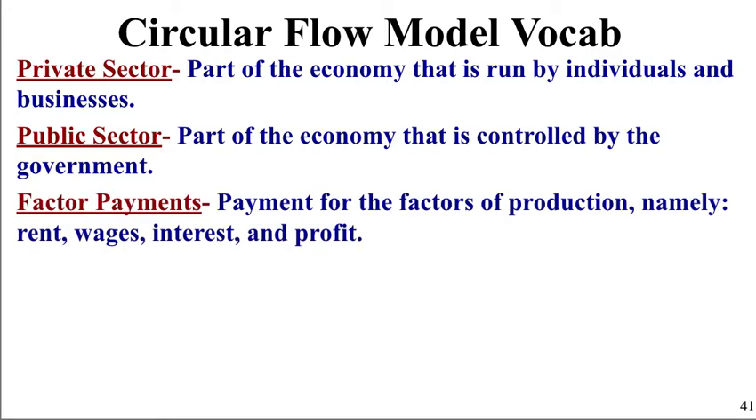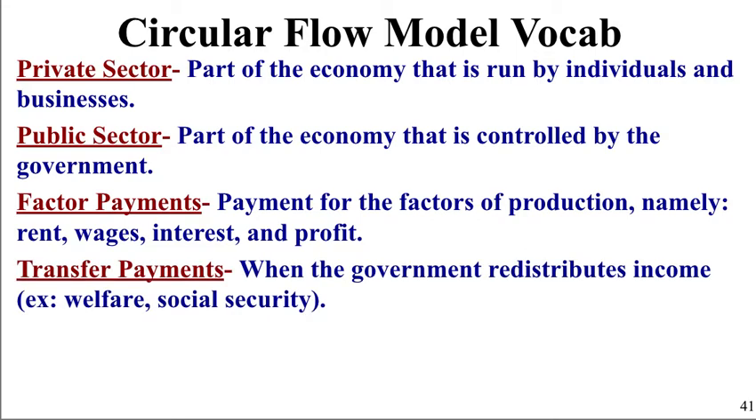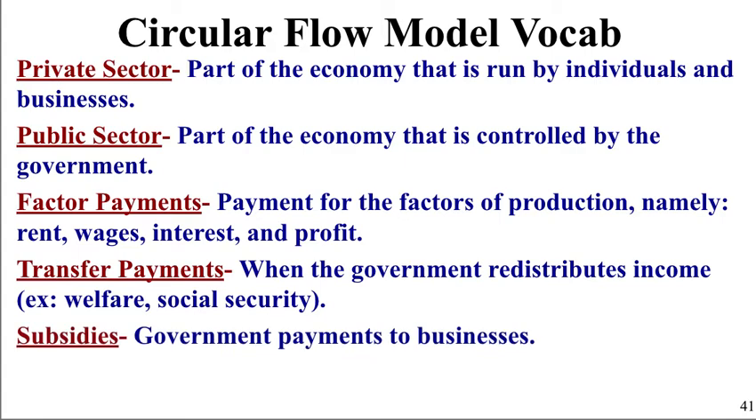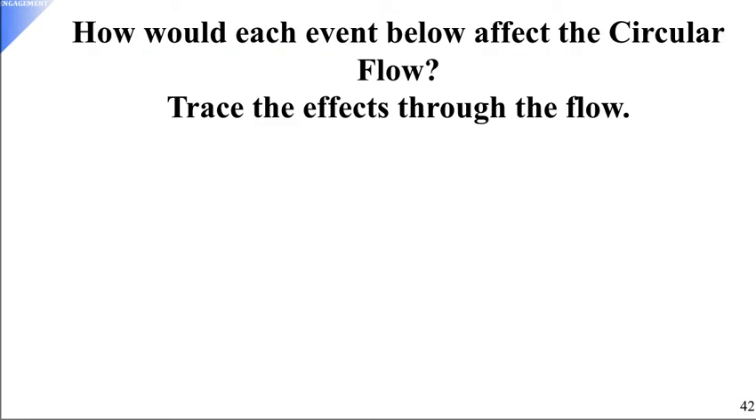We talked about factor payments on the previous screen. Here it is on paper. Payments for the factors of production: rent, wages, interest, and profit. You should know that. Make sure that you are aware of that. And then transfer payments, same thing. We talked about that already. Here it is on the slide. So make sure you get that definition down. Subsidies we talked about as well, so I'm not going to spend much time here, but the government provides a payment to the business. I think we did talk about that on the previous slide.